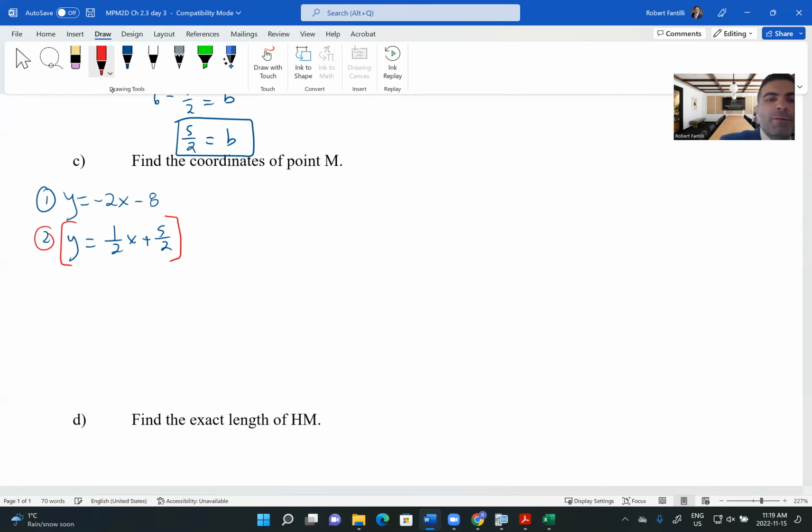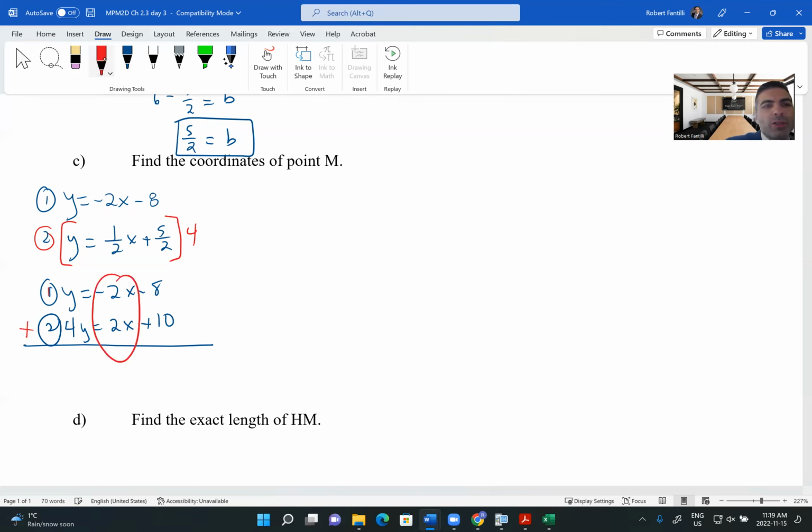But by multiplying by 4, then I'll write the first equation down. I'll get y equals negative 2x minus 8. That hasn't changed. But my new equation 2 is going to be 4y equals 2x plus 10. And now my x's are the same. And now I can add, because the negative 2x and the positive 2x will cancel each other out. Again, you choose your method, but this is the one I chose. 4y plus y is 5y, and negative 8 plus 10 is 2. So y is going to equal 2/5.